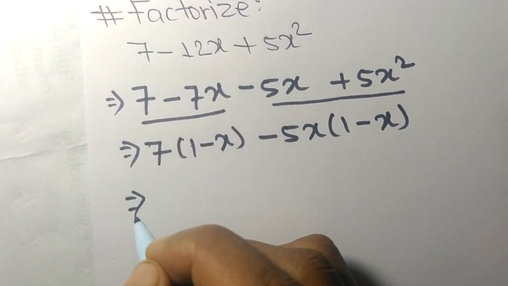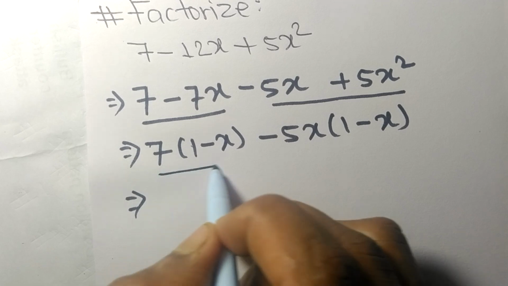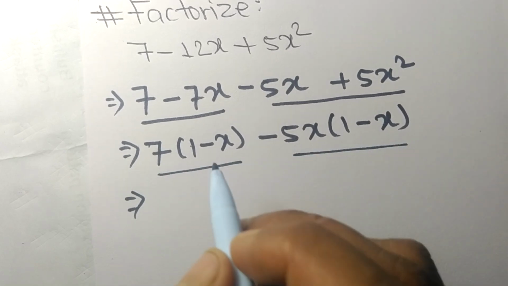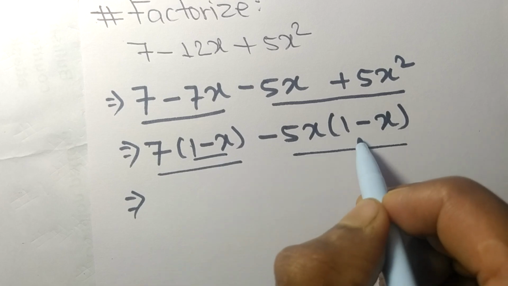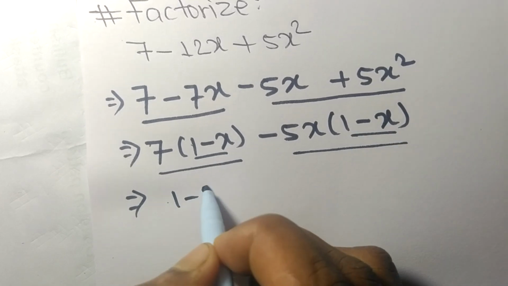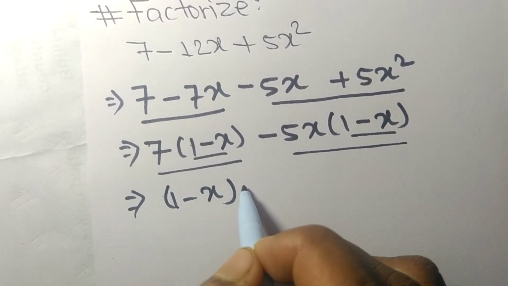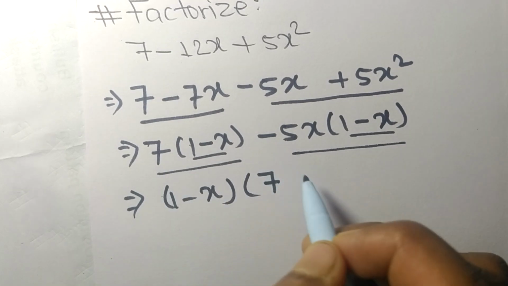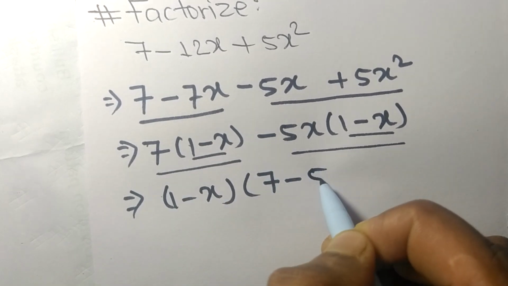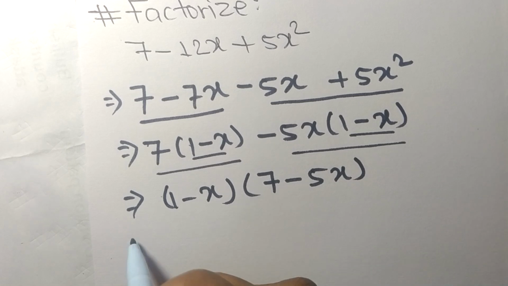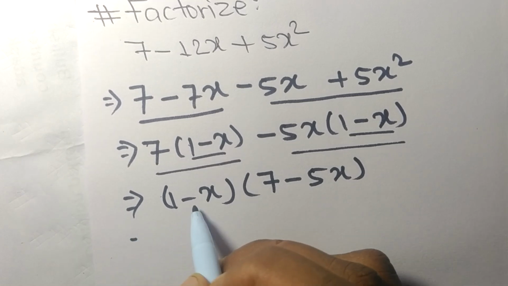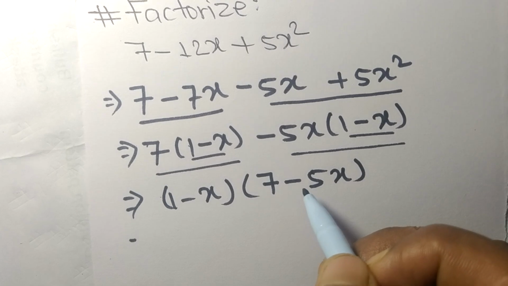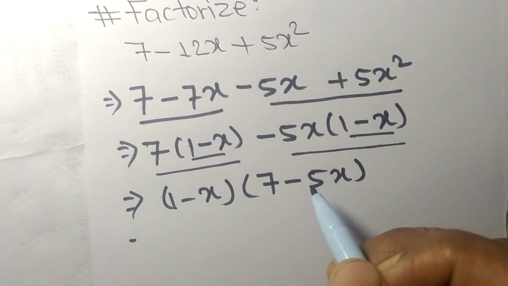So now we again find the common in the first and last expression. So both contain 1 minus x. So 1 minus x is common, and remaining in the first 7, in the last minus 5x. So 1 minus x and 7 minus 5x are the required factors.